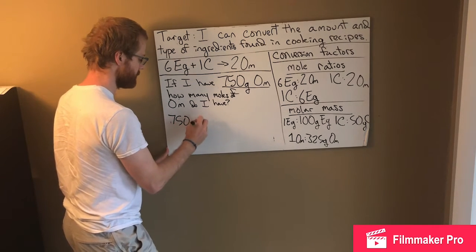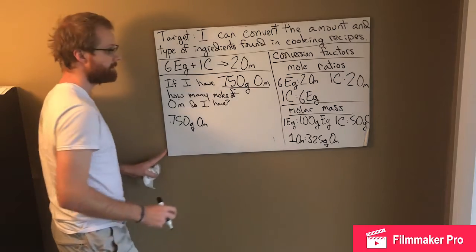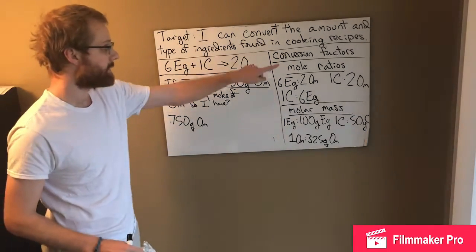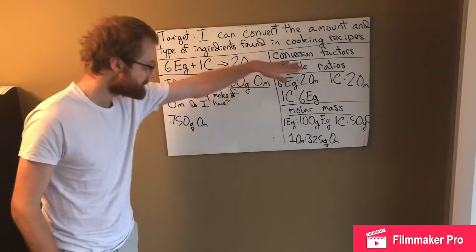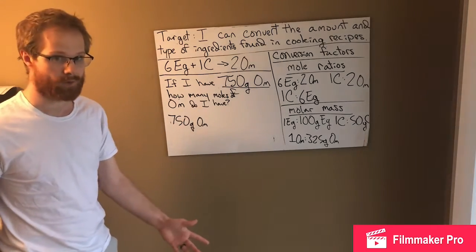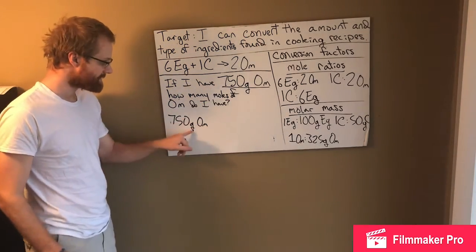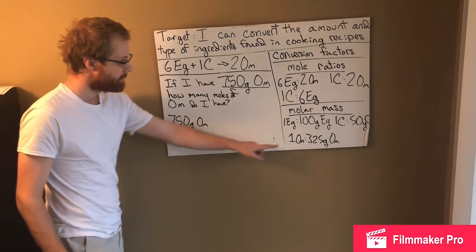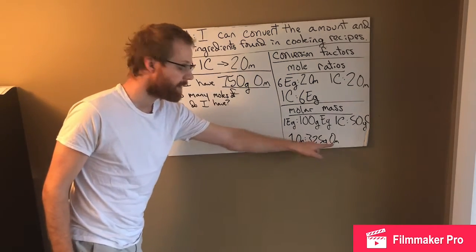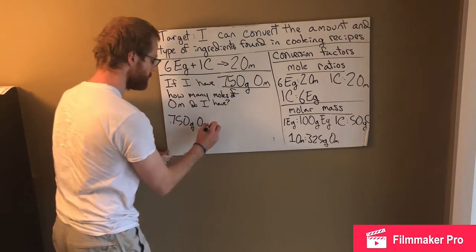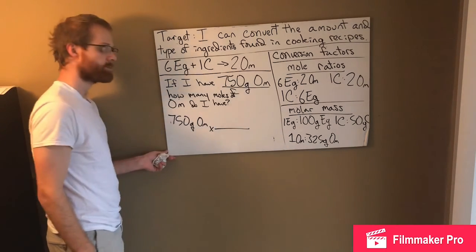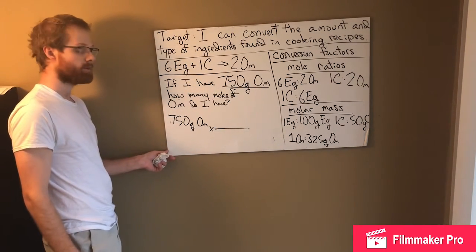750 grams of omelet. Now I need to pick my conversion factor. There's 6 of them. Which one do I need? Well, there's only one that has the units that I have. This one right here, it has grams of omelet. So what I can do is I can multiply my expression by grams of omelet.